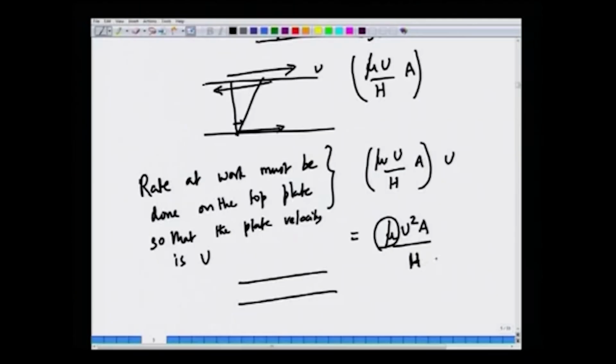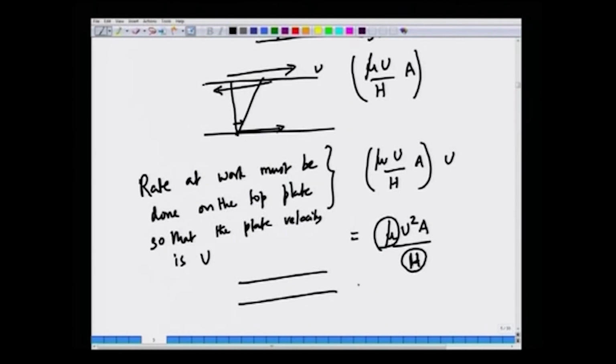So, this tells you a few things: the rate at which you do work is directly proportional to the viscosity of the fluid. If the viscosity of the fluid is large, that means you must do more work. Also, it tells you that for the same fluid, the rate at which you do work decreases with increase in h.